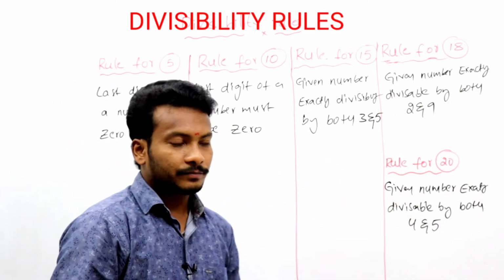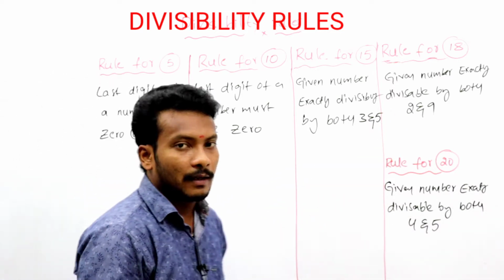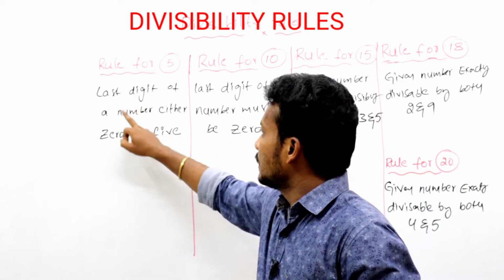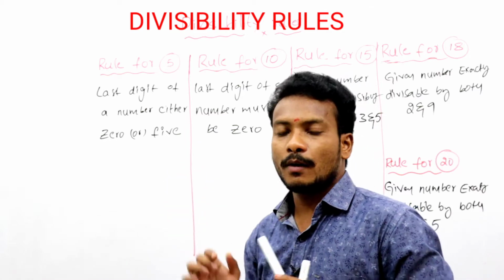Okay, first of all, for the divisibility rule for 5, we also have to check the last digit. The last digit of a number must be either 0 or 5.